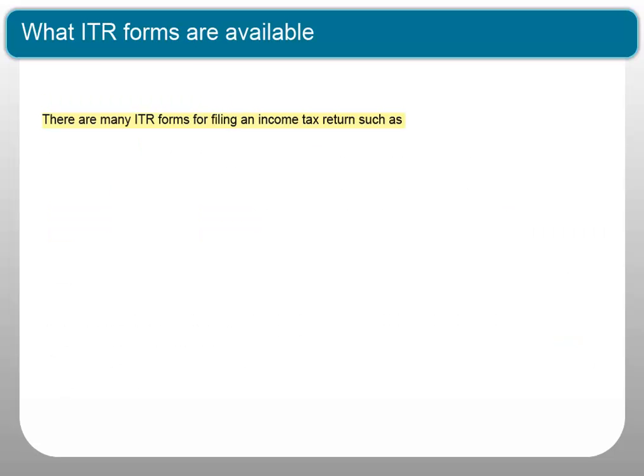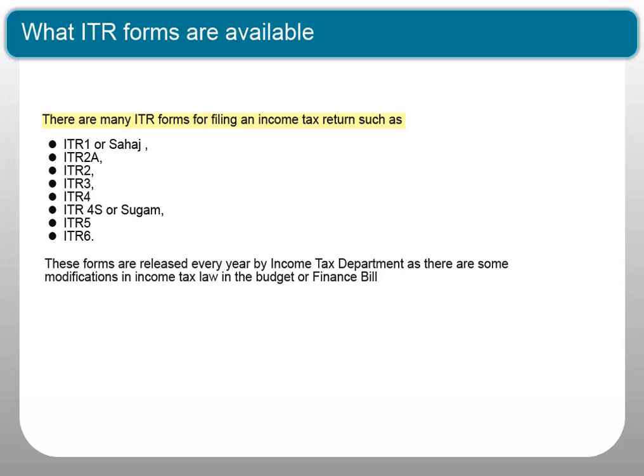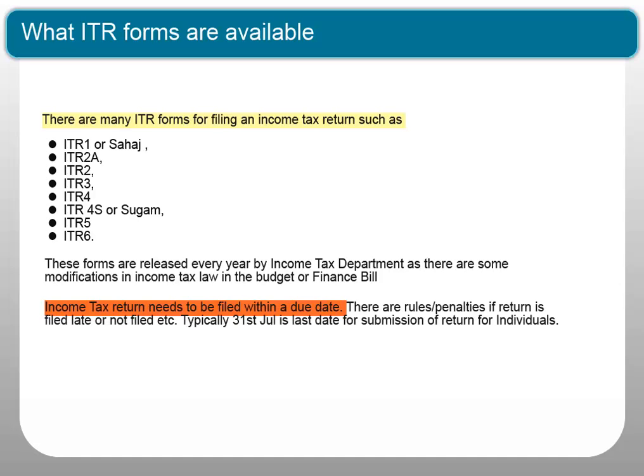There are many ITR forms for filing an income tax return, such as ITR 1, ITR 2A, ITR 2, etc. These forms are released every year by the Income Tax Department as there are some modifications in income tax law in the budget or finance bill. For example, the exemption limit is modified, Aadhaar number introduced.